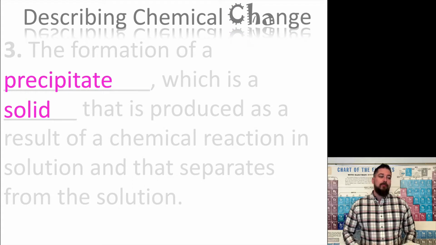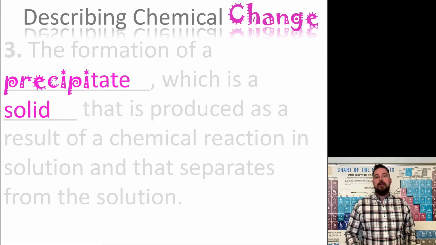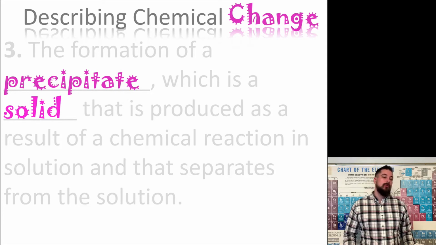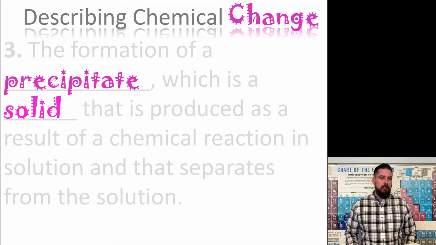All right. The next thing is the formation of a precipitate. A precipitate in this class is usually going to be a solid that is produced when 2 solutions are mixed together. These are both aqueous solutions, which means they're 2 substances that are dissolved in water. Sometimes a chemical reaction will occur which results in a solid, and we will mostly deal with solids as precipitates in this class.